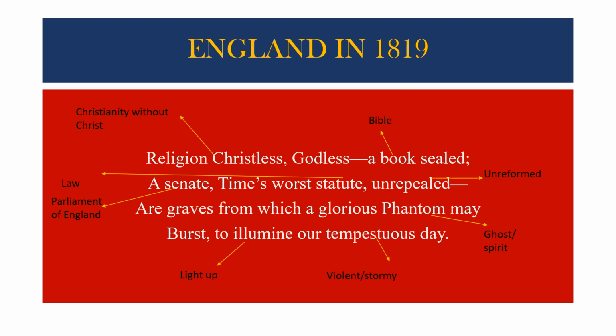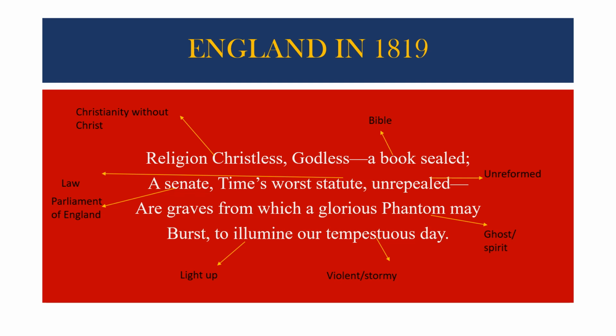But he ends this poem with his typical optimism, hope. And what is the hope? He says that these institutions are graves from which a glorious phantom may burst to illumine our tempestuous day. Illumine, to light up; tempestuous, violent or stormy. Now we may be in very bad shape, in darkness, maybe there's a lot of violence, lots of tempest. There is tempest all around. There is disturbance all around, and things do not seem nice.